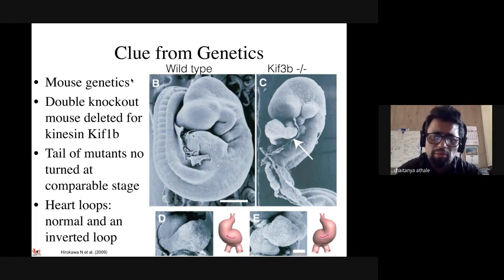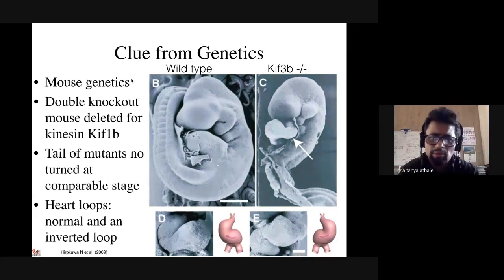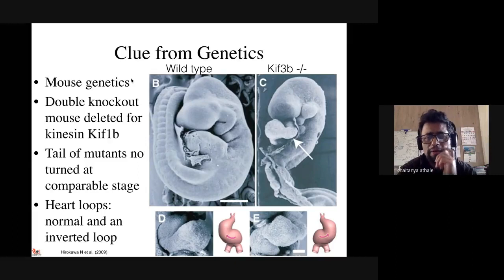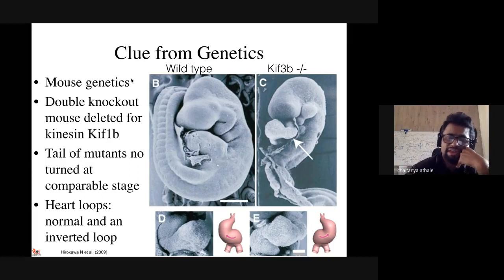KIF3b encodes a protein that produces molecular motors. And what the people who did this work, Hirokawa and Nonaka, observed was that at this stage of development of the mouse, at comparable stages, the tail had not yet turned. And even more interestingly, the heart involutions, which you see in the bottom panel, had not gone in the correct direction. And this was kind of a clue.